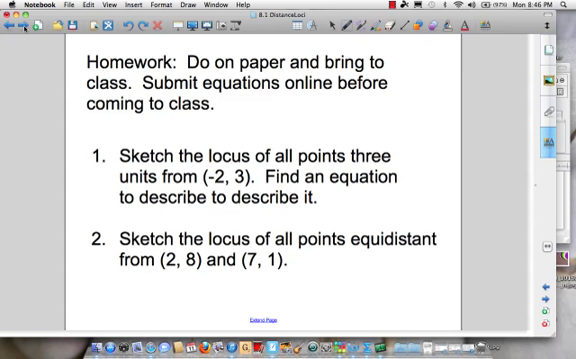That will be collected. Also, understand when I say sketch the locus, I use the word sketch when I'm not expecting your graph to be 100% accurate. I just want to see that you understand the idea.